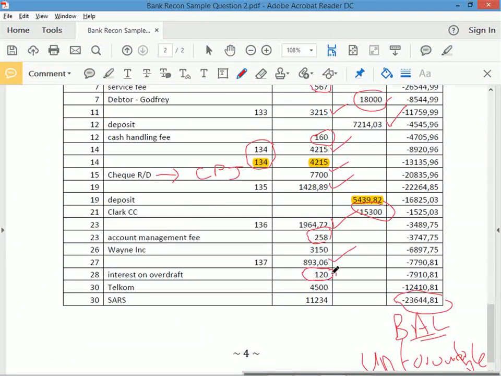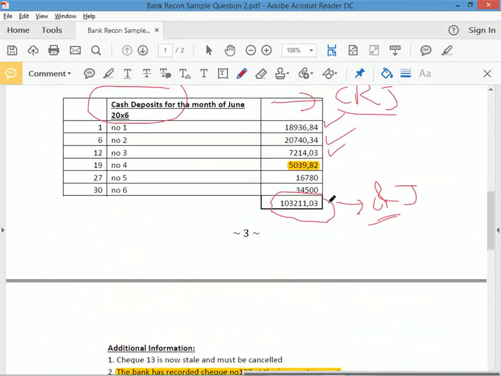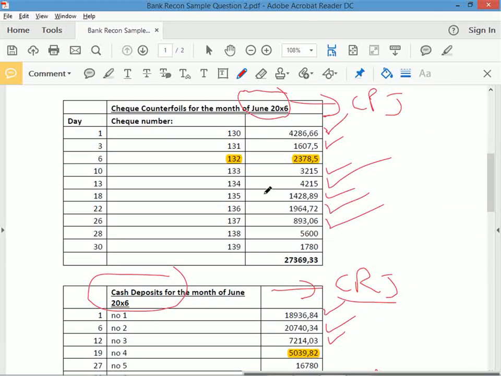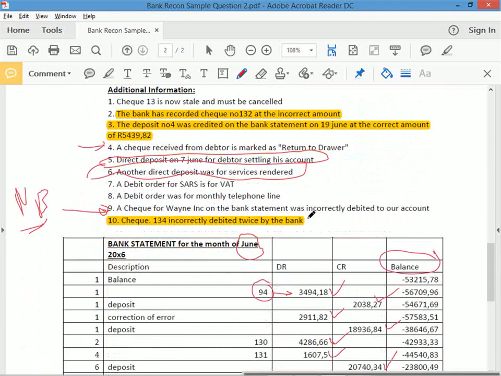Telkom. Do you see Telkom as one of your payments? Go to your cash payments journal or your check counterfoils. Do you see a payment here for Telkom? No. Adjust to reconcile. Adjust. Why? Have a look at the additional information. The debit order was for the monthly telephone. So we're paying Telkom for the telephone. Am I going to record this? Of course I am. And this is going to affect the outcome of the Bank Recon. Why? Because I'm adjusting for those discrepancies.